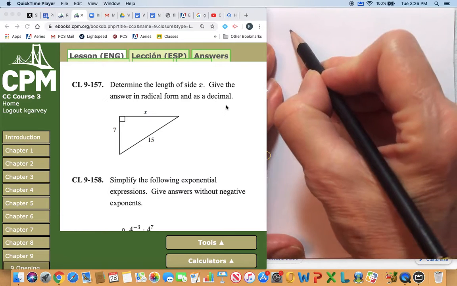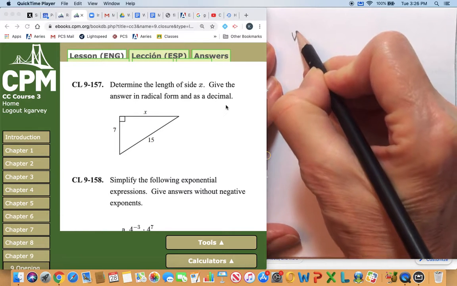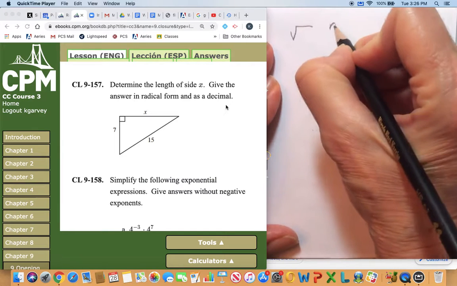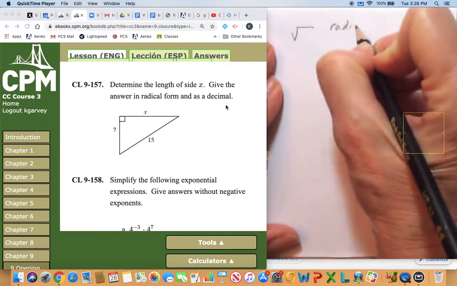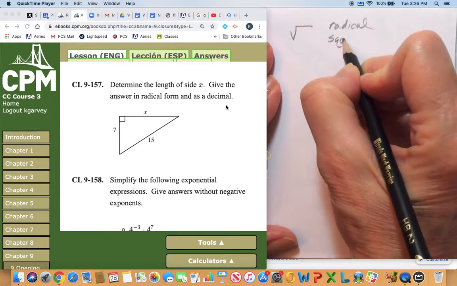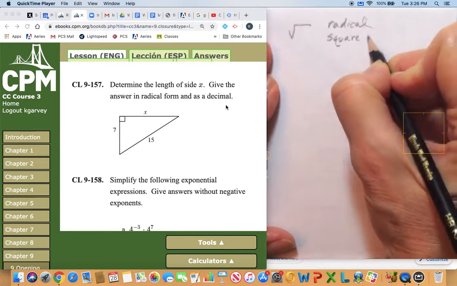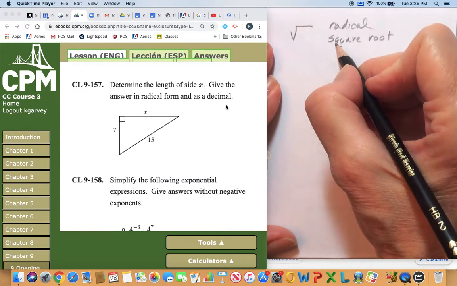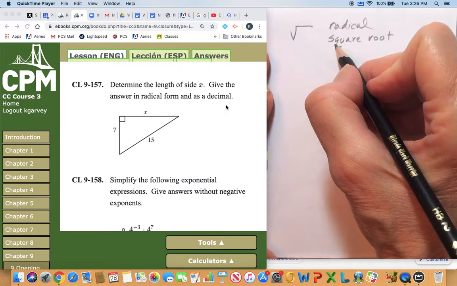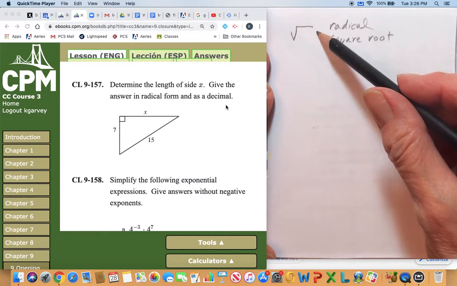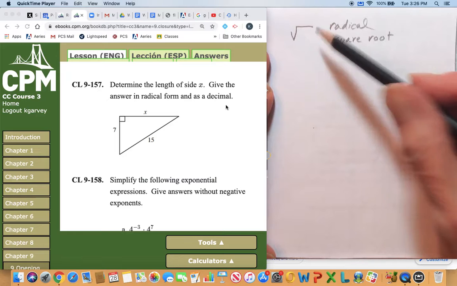So if you remember your definition of square root, it's this. You can either call this a radical or you can call it a square root. That term, radical, means the square root. All right, so we can either give it in this form or as a decimal.